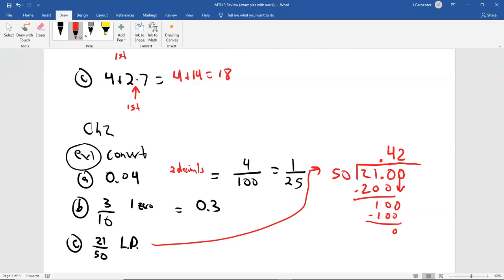Subtracting, you get 0. Remember, even though you're allowed calculators for this test, you should still be capable of doing things like this. That skill should never go away. It should never rust. So 21/50 would be 0.42, and that would be our answer.